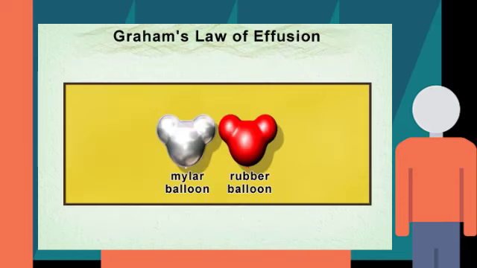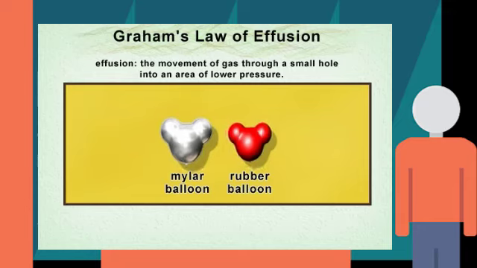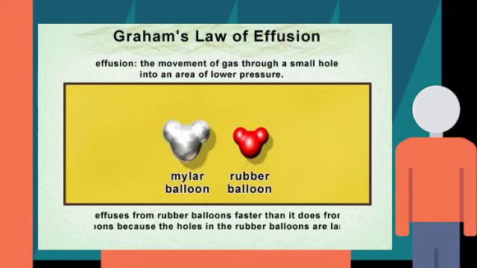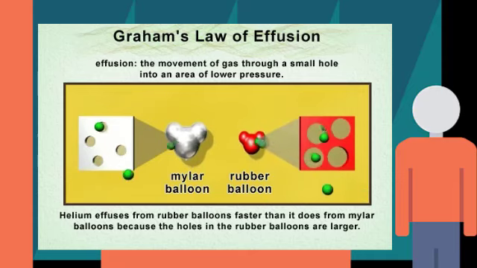Have you ever noticed that a mylar balloon filled with helium stays inflated longer than a rubber balloon that is also filled with helium? The movement of a gas through a small hole into an area of lower pressure is called effusion. A balloon filled with helium eventually deflates as the helium inside the balloon effuses through tiny holes in the rubber or mylar. Helium effuses from rubber balloons faster than mylar balloons because the tiny holes, or pores, in rubber are larger than those in mylar, making it easier for the helium to escape from the balloon.